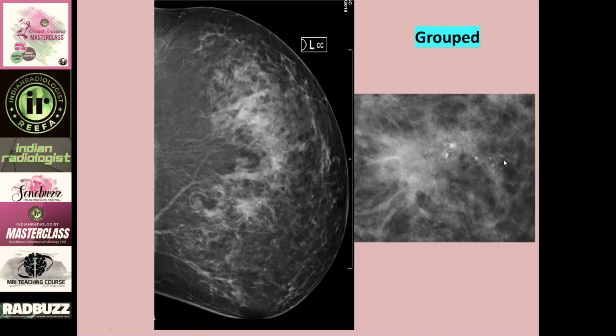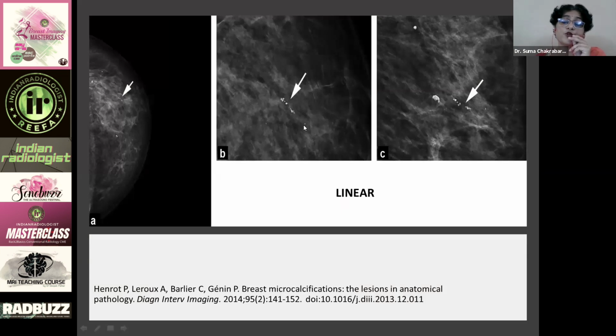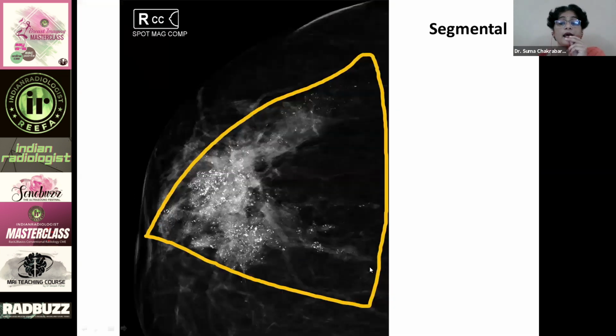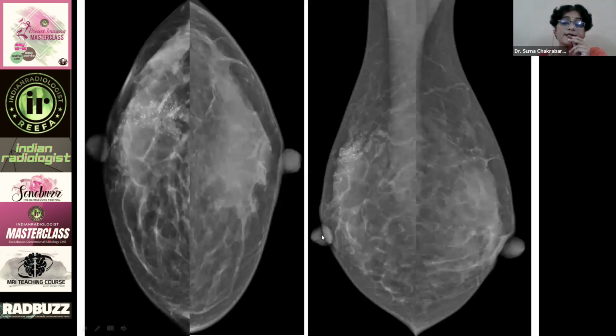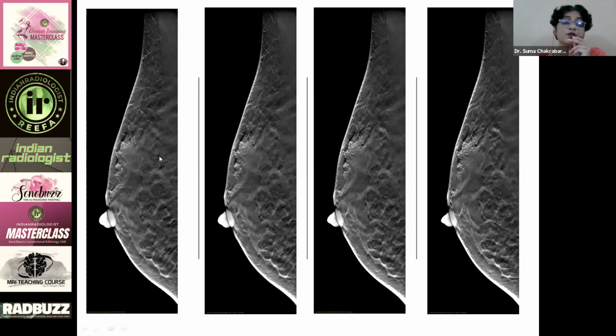Small grouped microcalcification here, which is less than 2 centimeters, and linear, which means in a line within a duct. Linear pattern here, and a segmental distribution, like a triangle, as we saw earlier, with the tip of the triangle towards the nipple. More examples of segmental calcification, and this is on tomo. Again, you can see there's a segment here, and this is basically not good. This is BIRADS 4C, which has a high level of suspicion for malignancy.